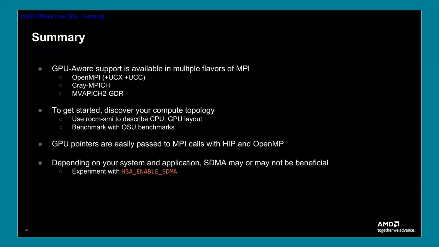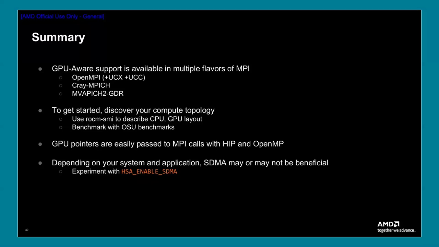So in summary, there's GPU-aware support pretty much everywhere. Multiple MPI flavors provide it. You can do it with OpenMPI. You don't even need UCX or UCC. You can just use the built-in libfabric. It's not the best performance. I don't recommend it. I'd say definitely go the route of installing UCX, UCC with OpenMPI and ROCm support. You can do, of course, Cray MPICH, which comes with AMD GPU support, and there's also MVAPICH2-GDR.